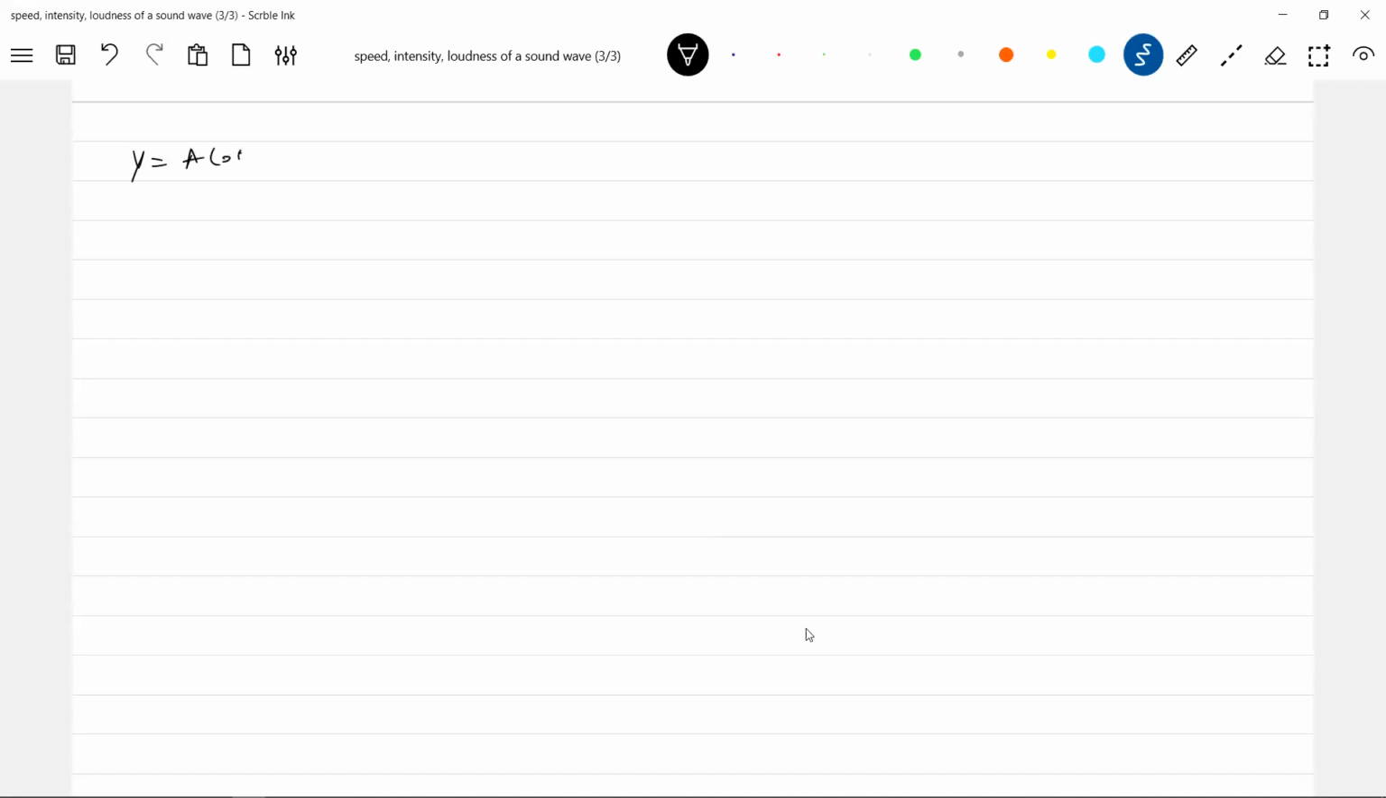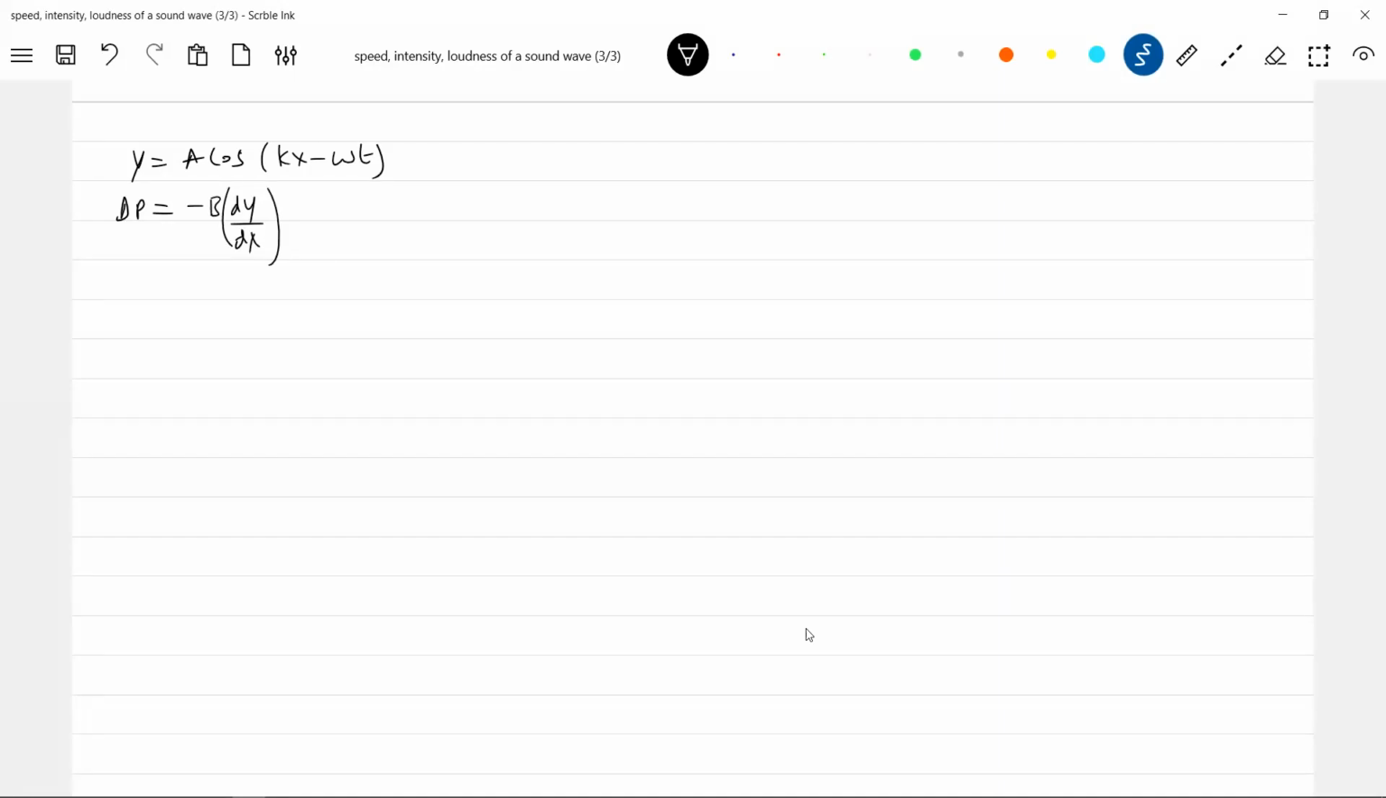Let me pick up y equal to A cos(kx minus omega t). Immediately we know how to calculate the pressure wave. So how do we calculate the pressure wave? The excess pressure wave should be equal to minus B dy by dx. Please do remember this, it is very important for you. You have to remember this.